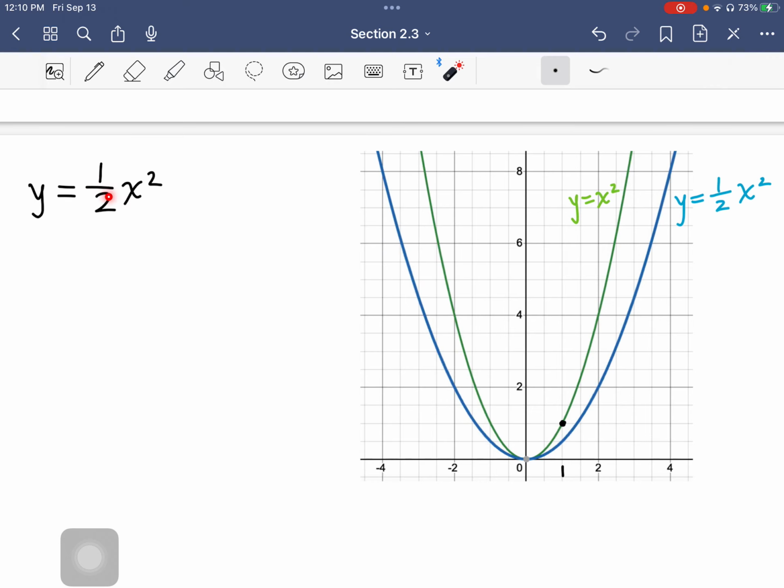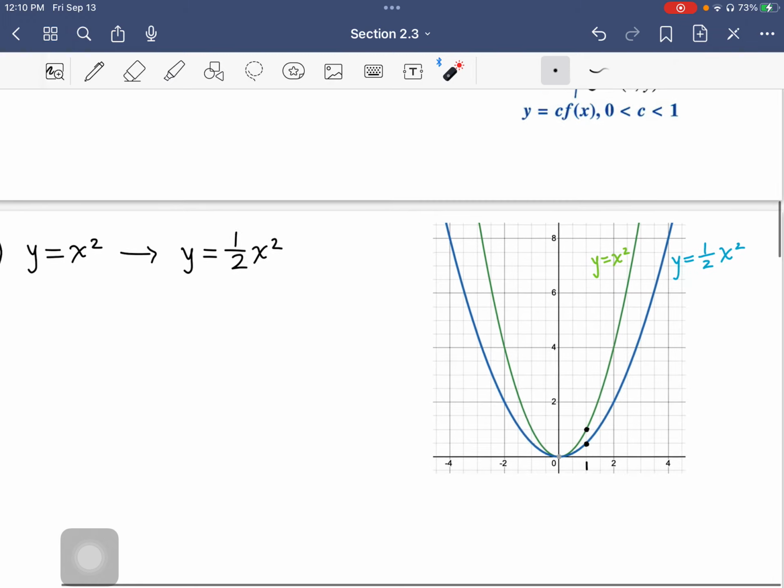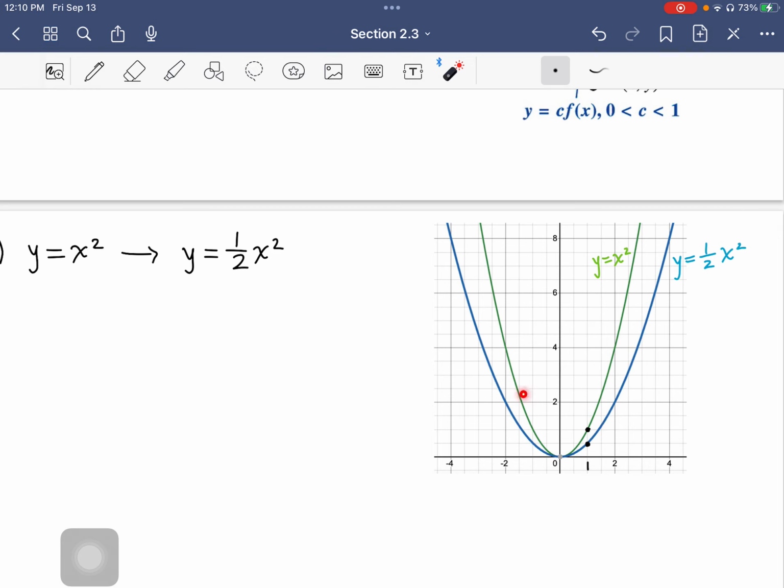But when we apply this factor of 1/2, if we were to plug in 1 for x, we would get 1 squared multiplied by 1/2. So our output in this case on our new graph is this point here. Every single point on our original parabola is being pushed down, or vertically shrunk. You can do that for all the points on the parabola, and we'll see that it results in this blue parabola here.